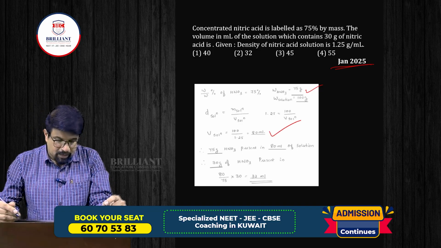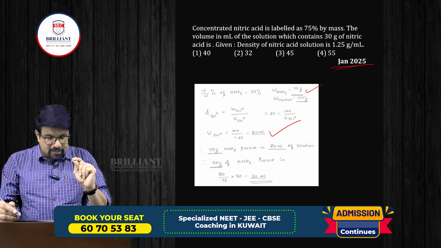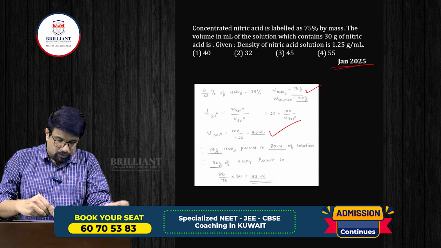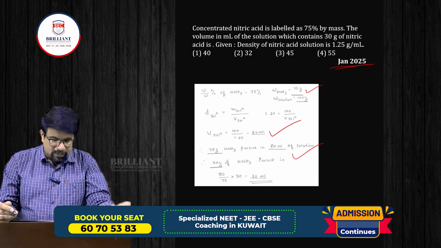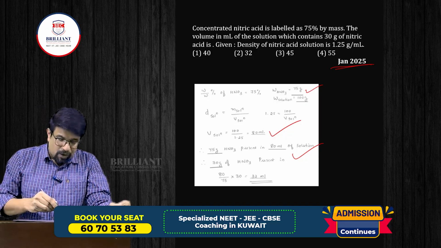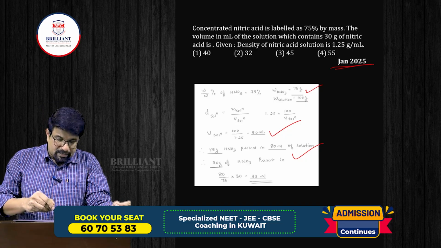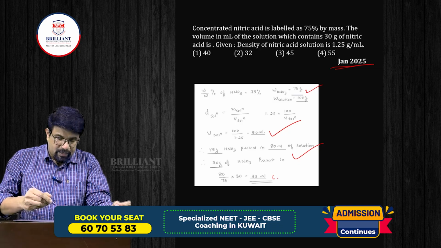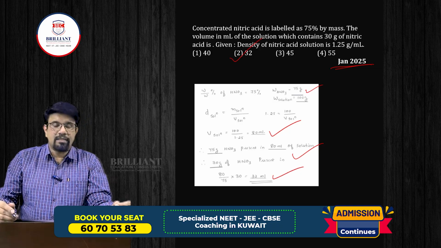Volume is 80 ml. So 75 gram of HNO3 is present in 80 ml of solution. So 30 gram of HNO3 is present in? That is the question. We can calculate 80 divided by 75 into 30, and we will get 32. So the correct answer is 32.